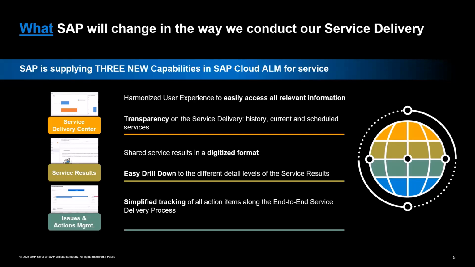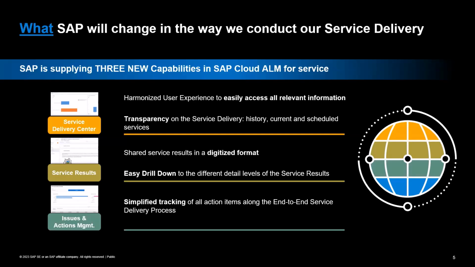And then the third application that we have is the issues and actions management. So part of a service delivery typically are actionable items. So something where we from SAP side tell the customer, oh, we've identified something where you can improve, or where there is a risk and you should do something to prevent that risk from affecting you. And typically how we document that is as issues and/or actions.